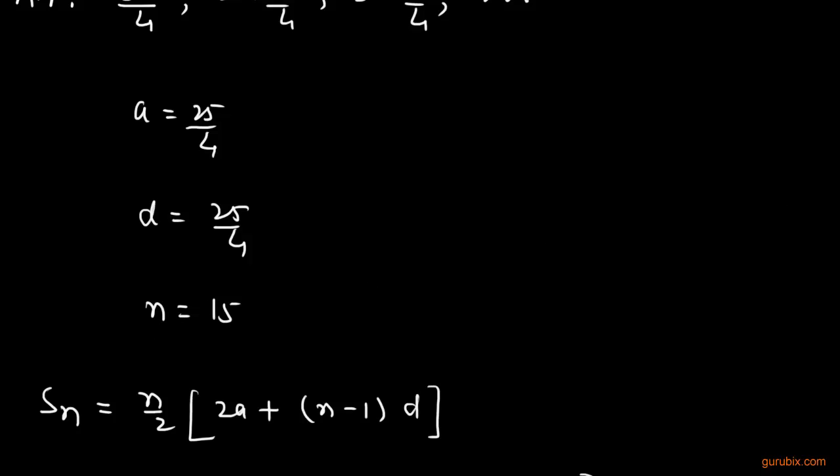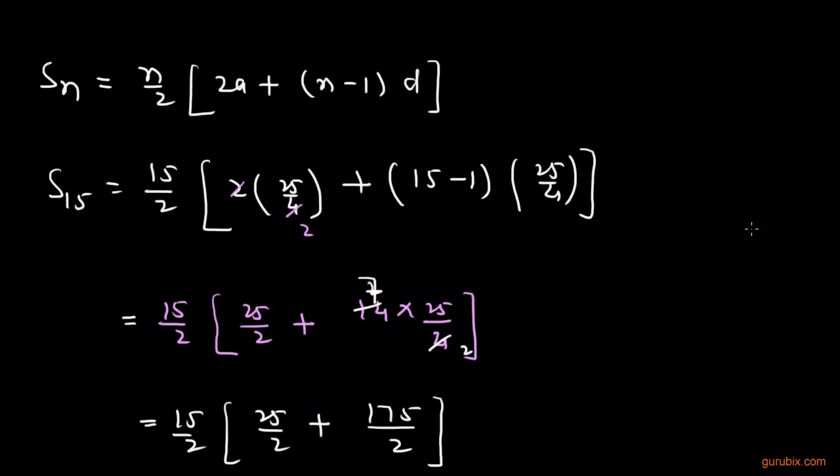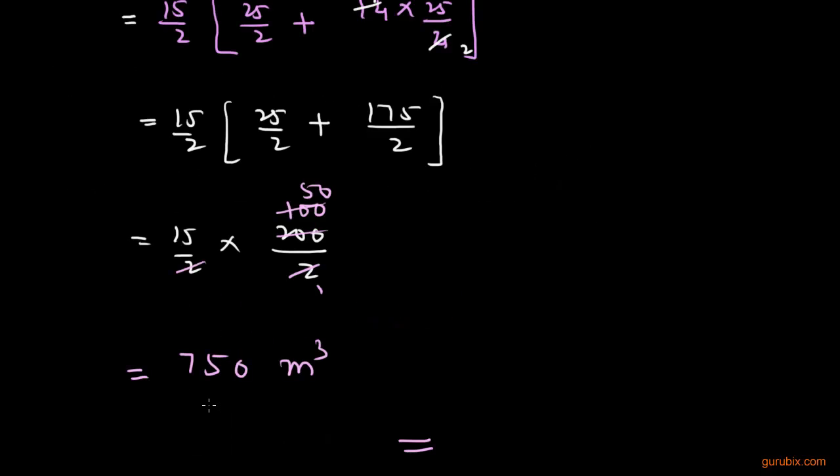Now we shall use the formula of sum, that is Sn equals n/2 multiplied by 2a plus n minus 1 into d. If we put the values of n, a and d in this formula, finally we get the volume of concrete used to build the terrace is 750 meter cube. So this is the solution of the question. Thank you.